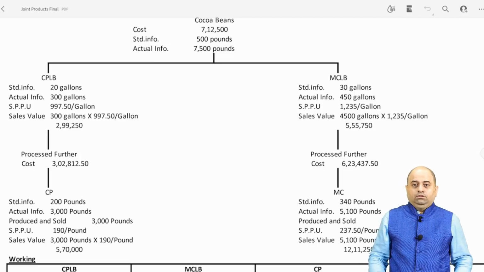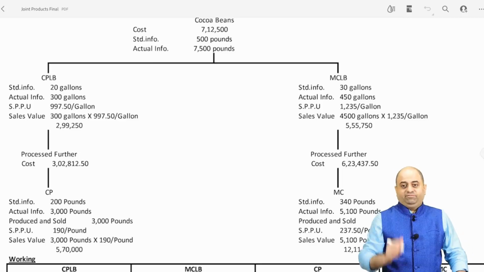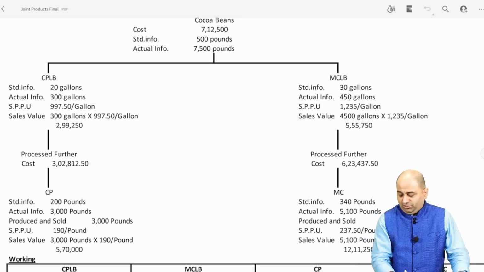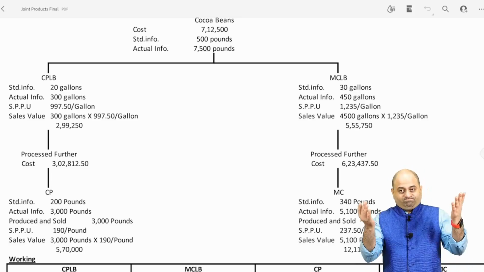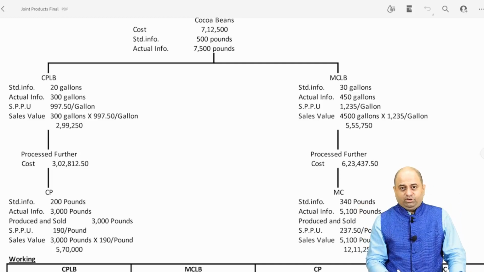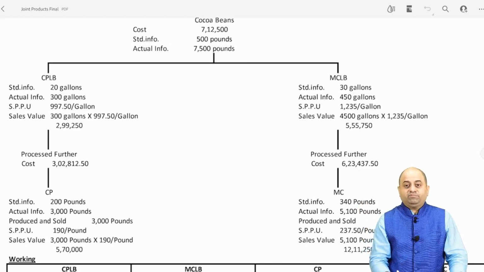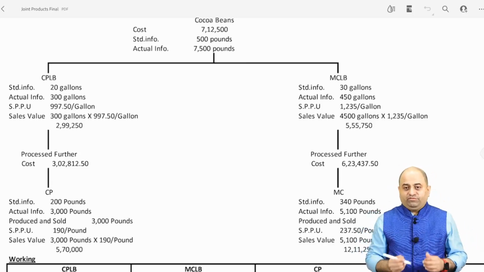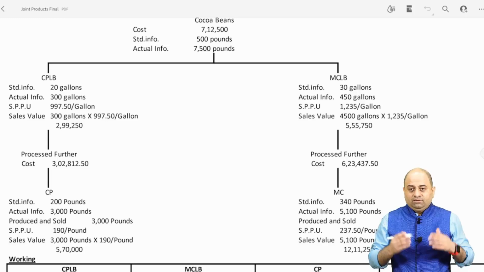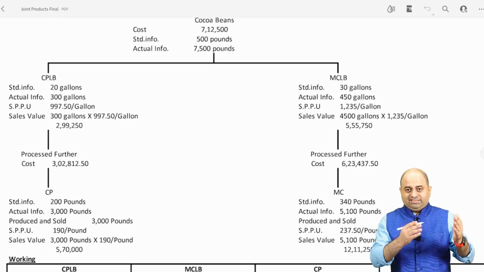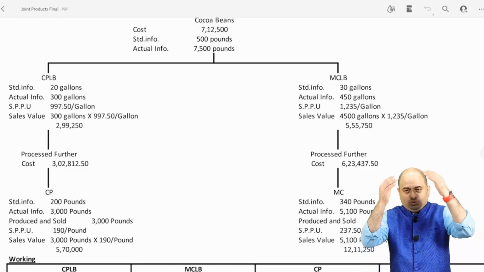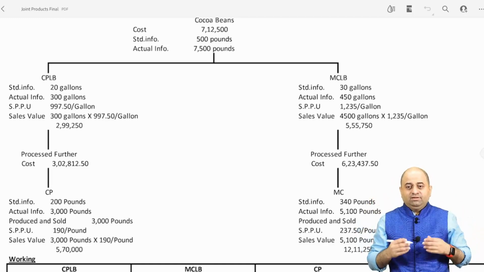I'm back. Now, in the first required part, they have said apportion on the basis of sales value at split off point. So it's right in front of you, 299, 250 and 555, 750. Second part, they have said physical measure, gallons. Again, it's in front of you, 300 and 450. Third part, NRV, so final sales value 570, 12, 11, 250 minus post separation cost, which is also in front of you. You subtract it, you get NRV.